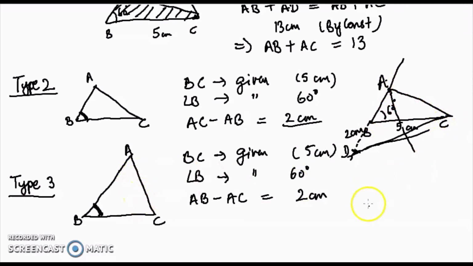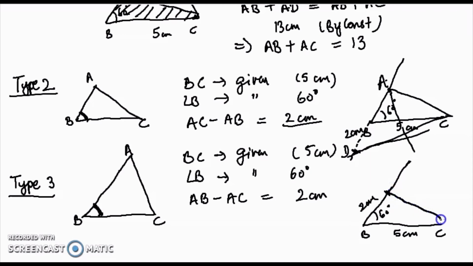In this case, again same thing, BC you will draw 5 centimeter. This is BC. You will construct angle B 60 degree. This is 60 degree. Now, which is the greater side you have to see from here? AB minus AC is given as 2 centimeter, which means AB is the greater side. Greater minus smaller is 2 centimeter. So AB is the bigger side. 2 centimeter will be taken here ahead of this. 2 centimeter you will mark here.